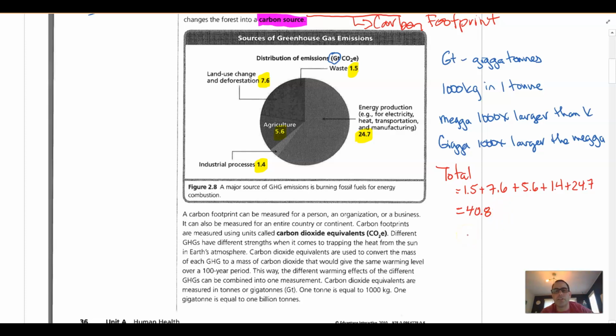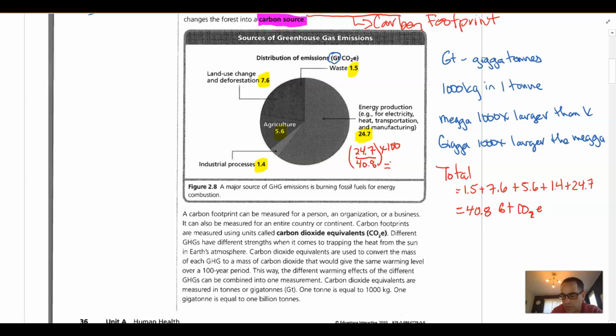That's a huge number. Gigatons of CO2e. So that's a massive amount. Now, if I wanted to figure out how much energy production itself did, then I would take 24.7 and divide it by 40.8, and I'm going to multiply this whole thing by 100, and that's going to give me a percentage.